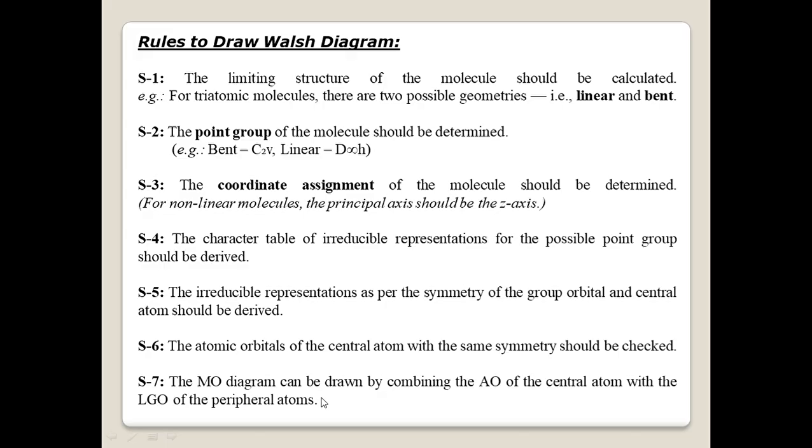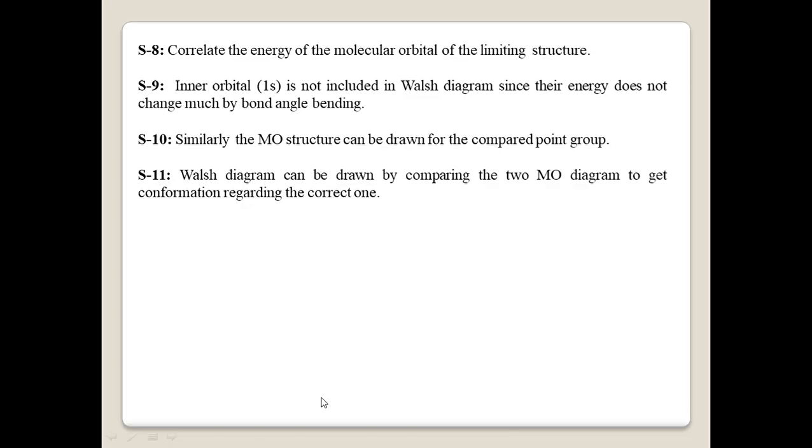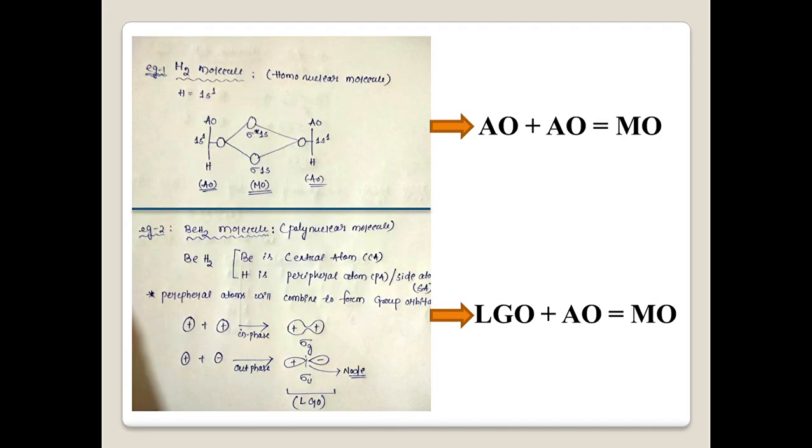of the peripheral atoms. Then come to rule number 8. Correlate the energy of the molecular orbital of the limiting structures. Rule number 9. Inner orbital, that is 1s, will not be included in the Walsh diagram since their energy does not change much by bond angle bending. Rule number 10. Similarly, the MO structure can be drawn for the compared point group. And rule number 11. Walsh diagram can be drawn by comparing the two MO diagrams to get confirmation regarding the correct one.